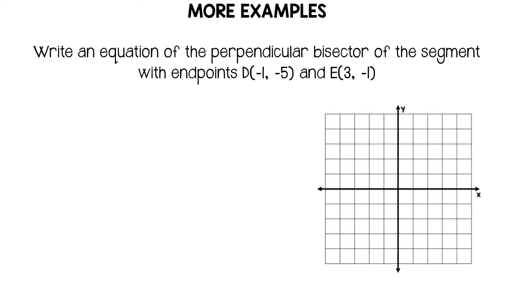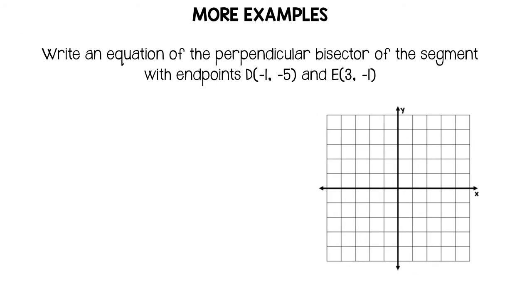Okay, I'm going to do this one a little bit faster. So we're going to do all the same steps. I'm going to go ahead and graph this first. That's always what I would do first. So -1, -5. Let's graph that. It's way down here. +3, -1. That would be right here. And then we'll connect them to make a segment.